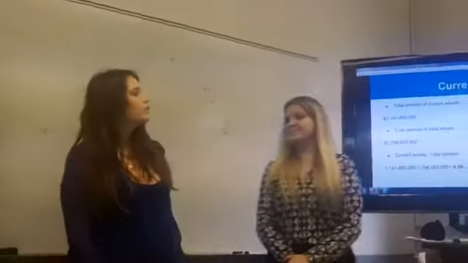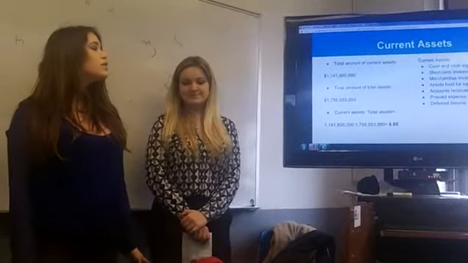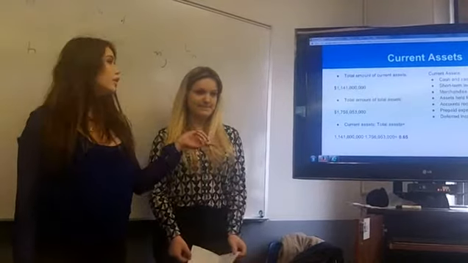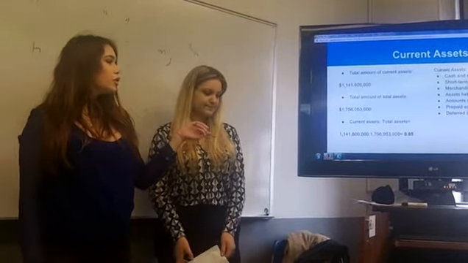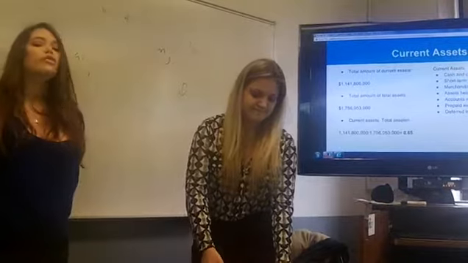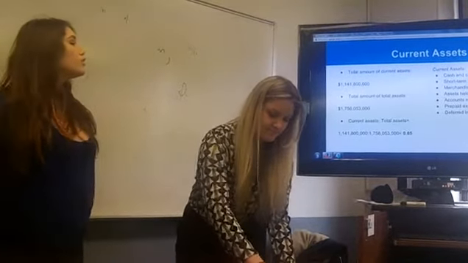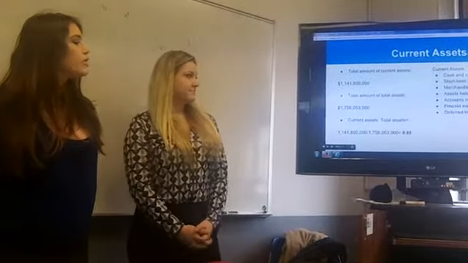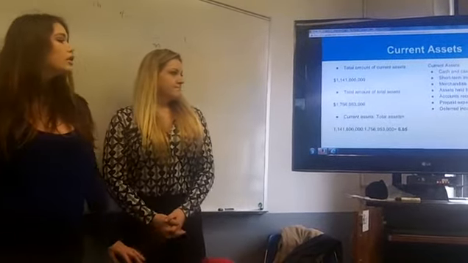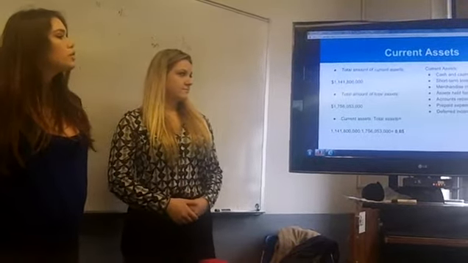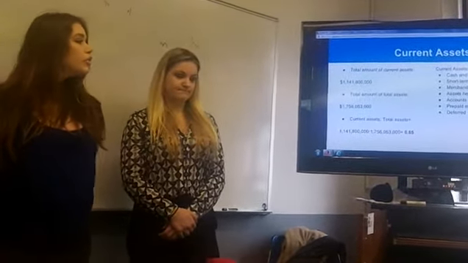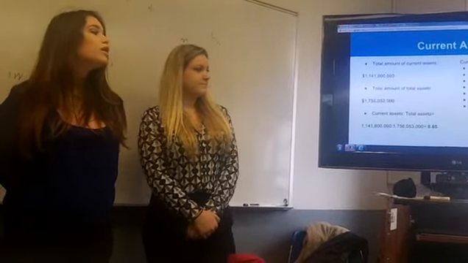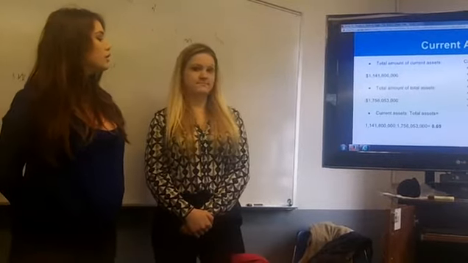So first we looked at current assets, and current assets are assets that are going to benefit the company, specifically American Eagle, within a year. So total amount of current assets for American Eagle were $1.14 billion. Total assets were $1.75 billion. That makes a 0.65 ratio of current assets to total assets. The current assets were cash and cash equivalents, short-term investments, merchandise inventory, assets held for sale, accounts receivable, prepaid expense and other, and deferred income taxes.